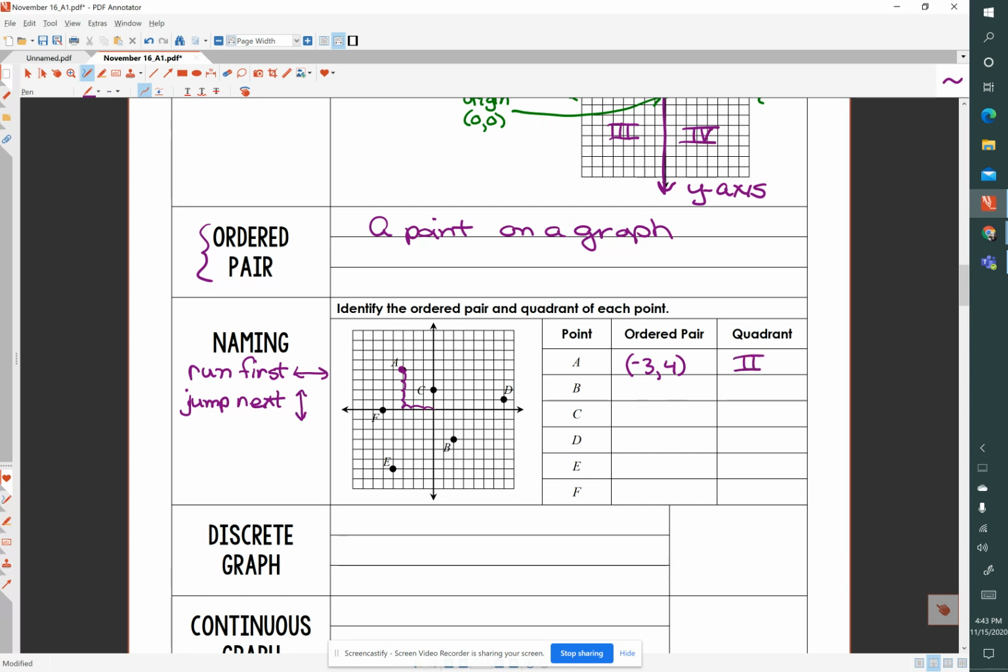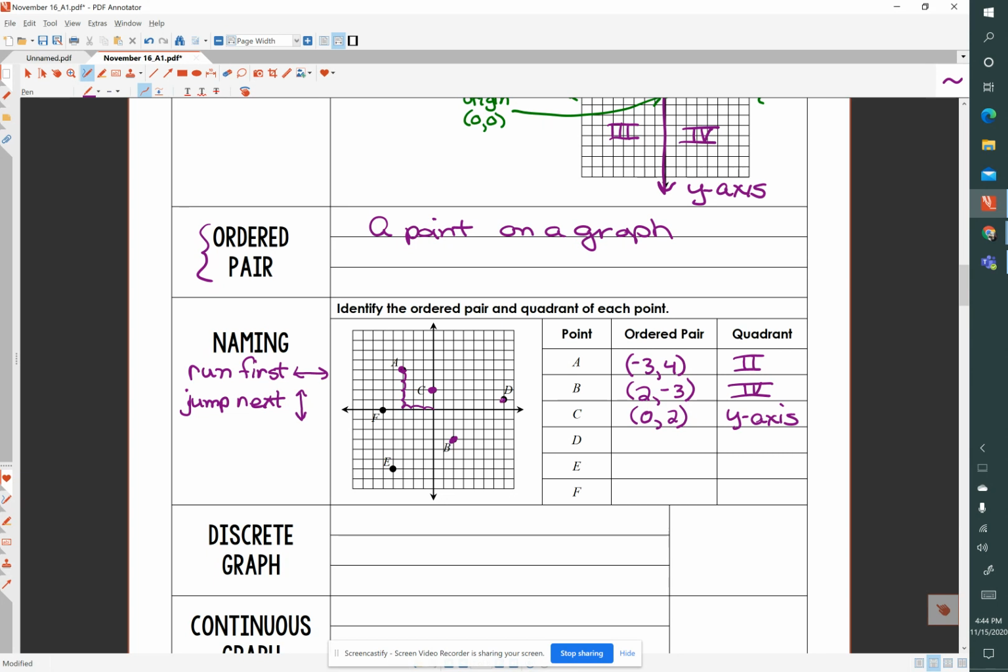Our next letter, B, here it is, positive 2, negative 3. And these ordered pairs have invisible positive signs, just like numbers usually do, and that lies in quadrant 4. C is on the y-axis, so its x value is 0, the y value is 2, and that is on the y-axis. So that does not lie inside a quadrant.